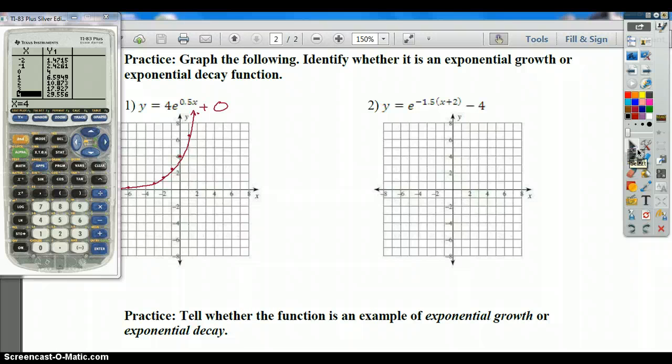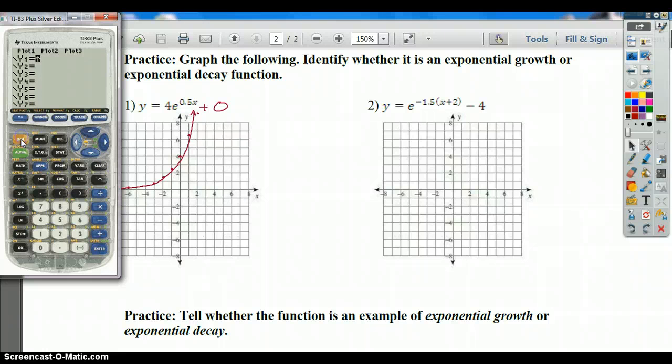Let's type in 2. Looks like it's going to shift down 4 units. Hopefully you remember that from your last section in your notes. So we have negative 1.5 times the quantity x plus 2. And then we're going to subtract 4 on the very end. So this is going to be shifted down 4 units. So you can see right here, this is negative 4. It's getting close to that, but it won't pass it. So let's go to our graph. And that's about where it takes off.